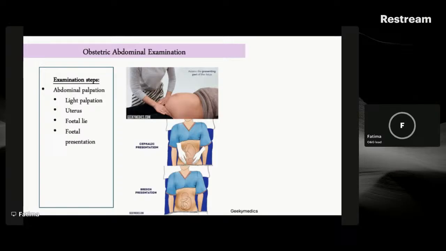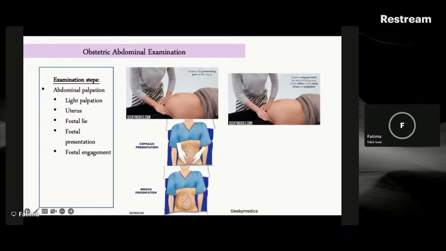A hard, round presenting part is suggestive of cephalic presentation, which is that the head is in the pelvis. A broader, softer, less defined presenting part, for example, the fetus's bottom or legs, is suggestive of a breech presentation, which is abnormal, depending, though, on how many weeks they are far into the pregnancy.